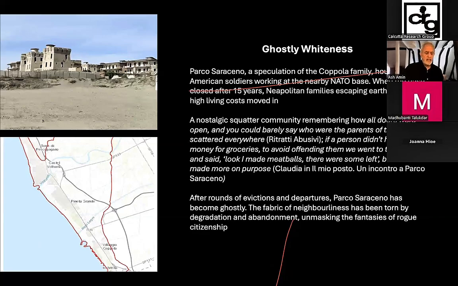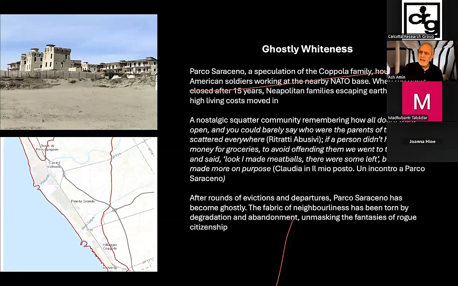And then also in Leonardi's podcast, Il Mio Posto, the protagonist Claudia looks back on her 20 years in Parco Saraceno before she moved away as a time when if a person didn't have money for groceries, to avoid offending them, we would go to their home and say, "Look, I made meatballs. There was some left for you. Why don't you have these?" But of course, we had made these on purpose. Says Claudia, this was my place, in Neapolitan dialect, o posto mio.